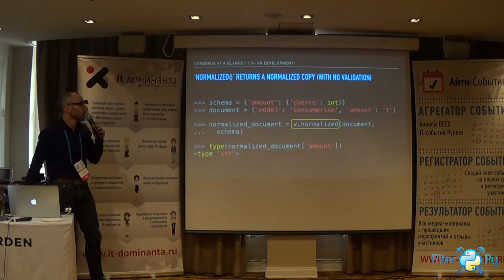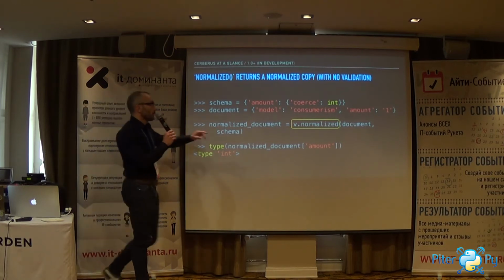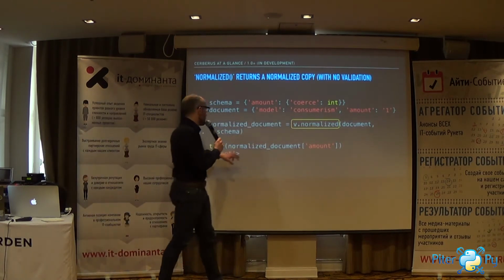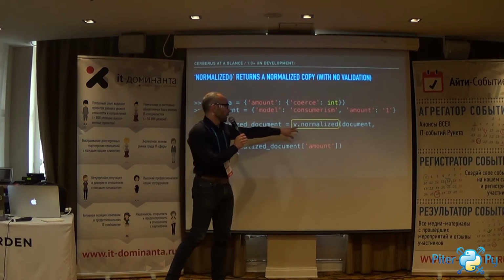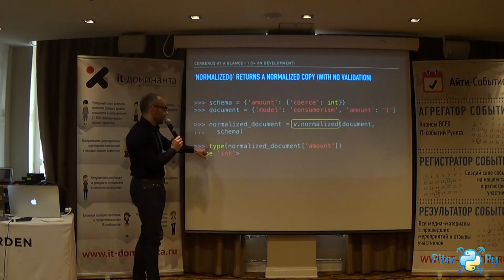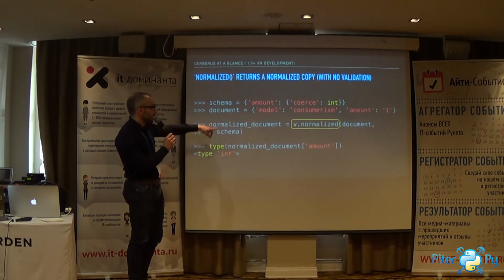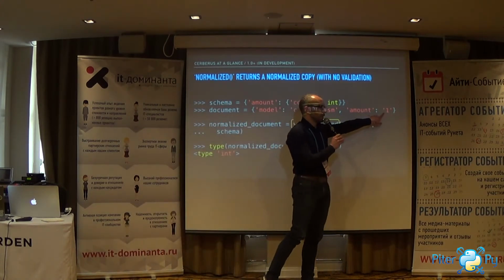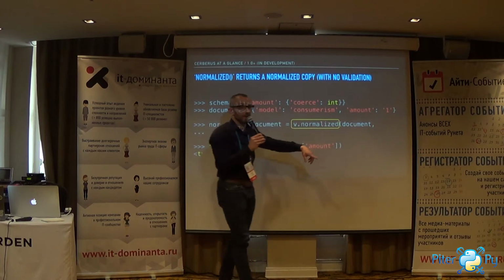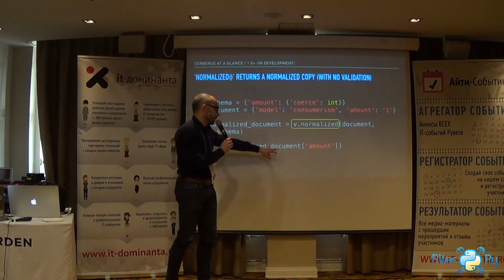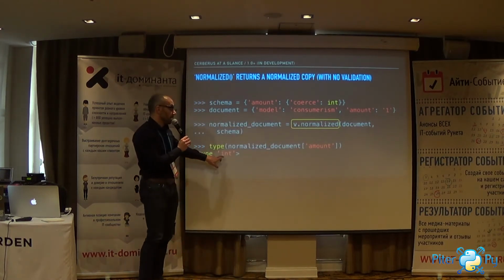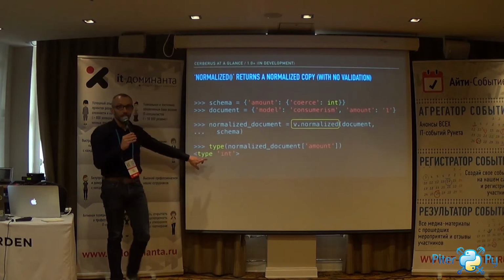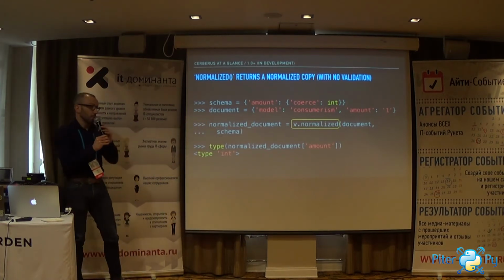And here we use the coerce rule, and what it does is when you normalize the document, you get a normalized version. Actually, amount, you see it is a string, but instead of getting an error back, you get a normalized version of the document where amount is now an integer because you pass the function to it.